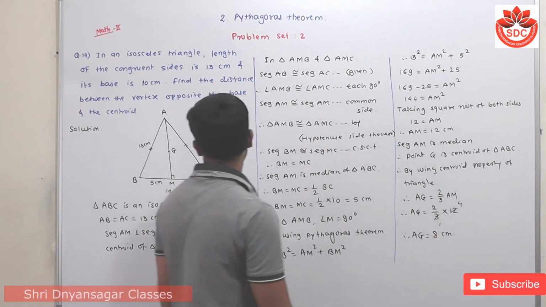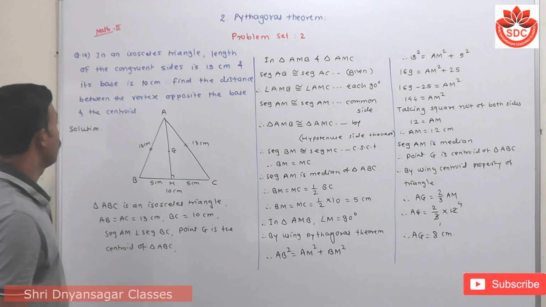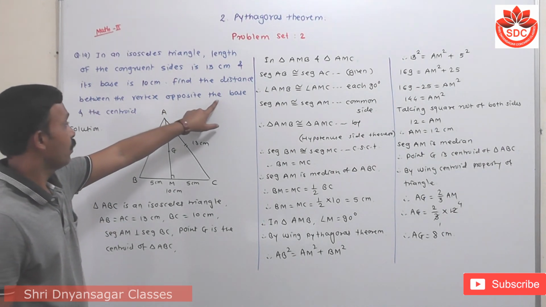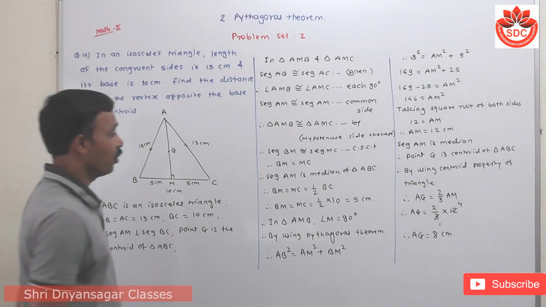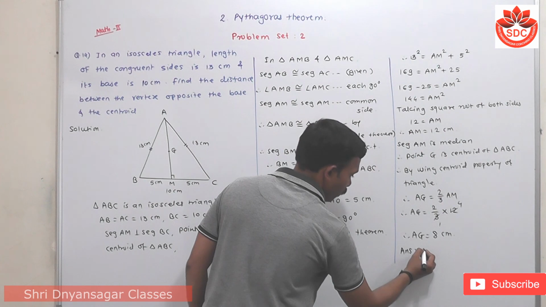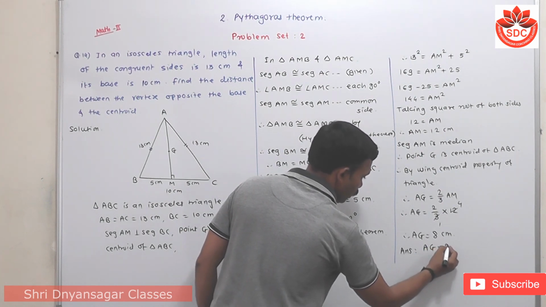That becomes 8 centimeter. Then the answer in a full sentence: therefore the distance between the vertex opposite the base and the centroid is 8 centimeter. Answer: AG is equal to 8 centimeter.